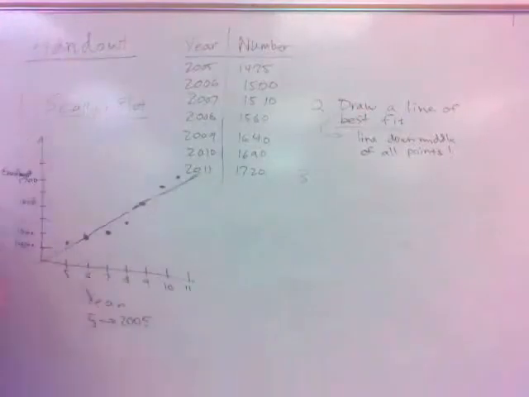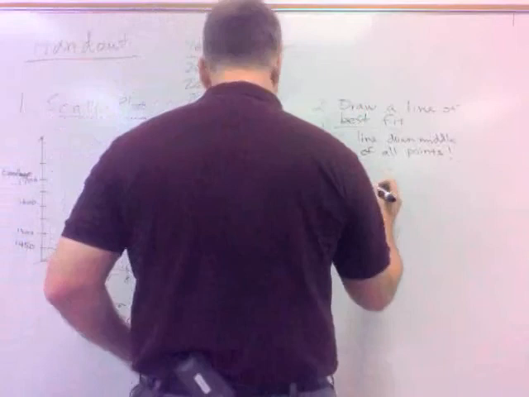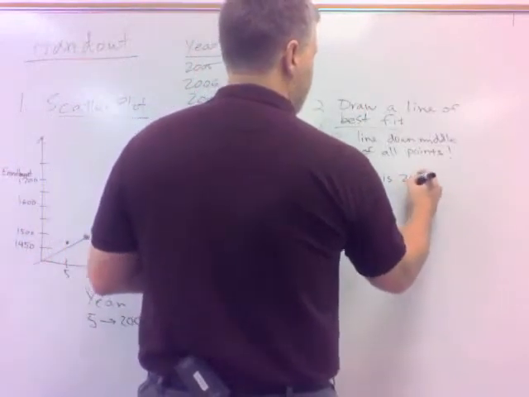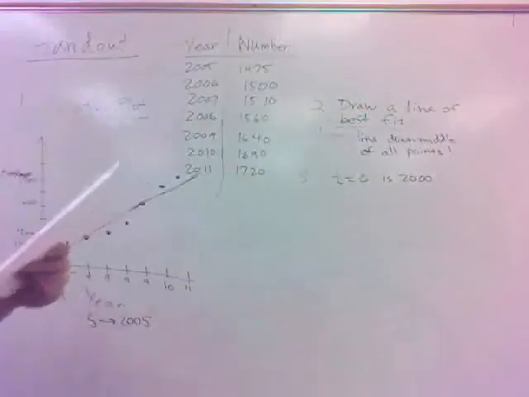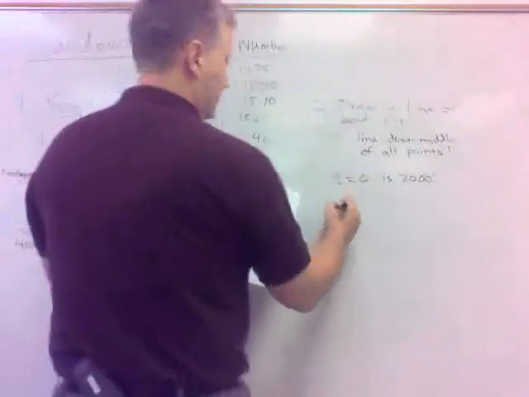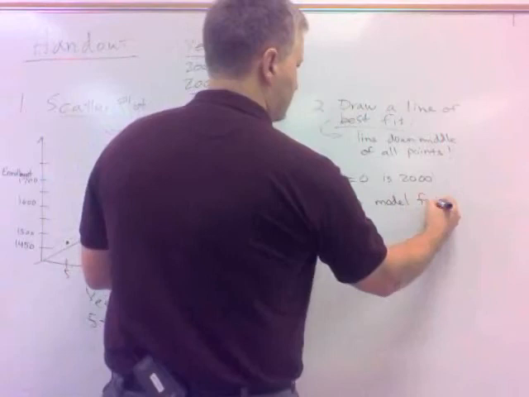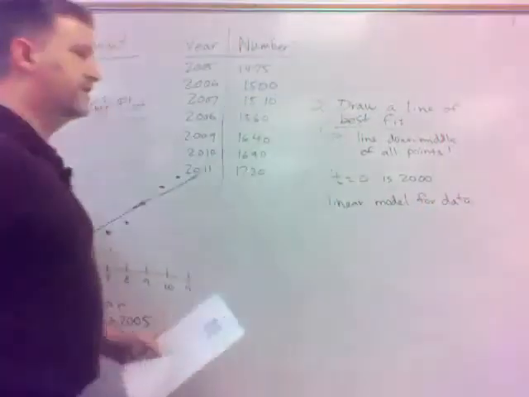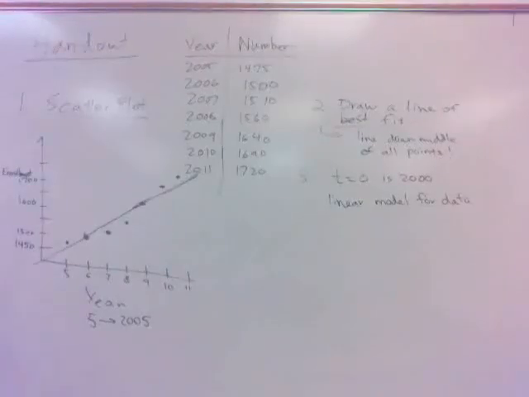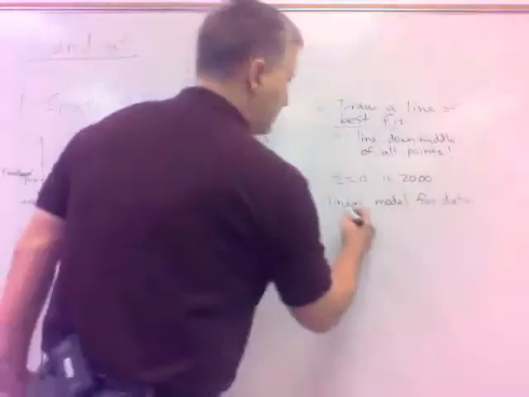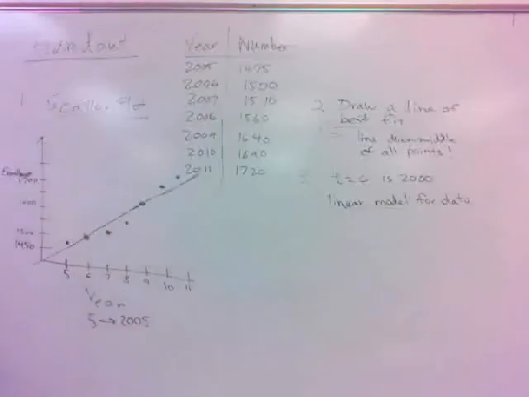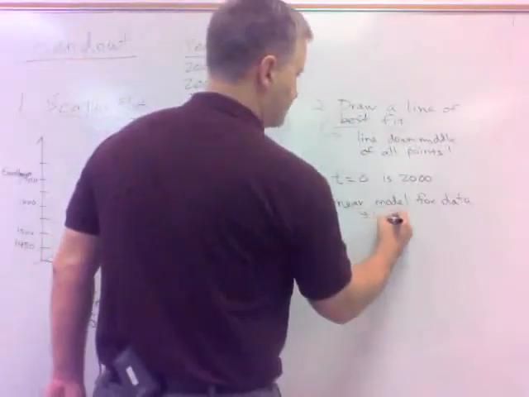So number 3 is then finishing off using t equals 0 as 2000, which is what I did. And I'm using t here instead of x. Find a linear model of the data based on this line of best fit. Well, linear model, that's synonymous with linear equation. So I want to find a linear equation for this data.